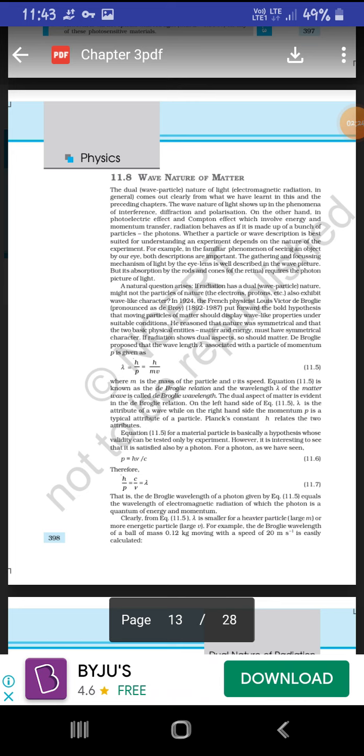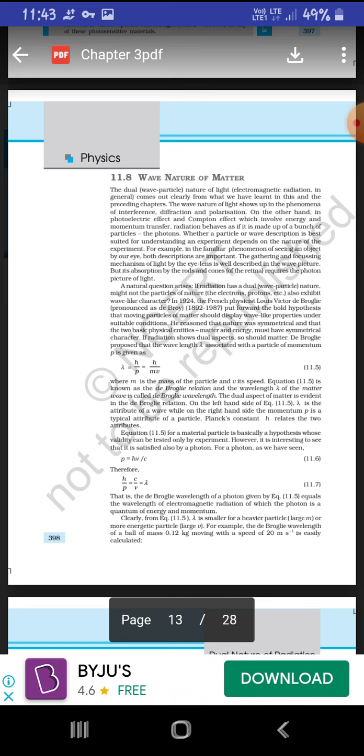The dual nature of light comes out clearly from what we have learnt in the preceding chapters. The wave nature of light shows in such phenomena as interference, diffraction, and polarization. The French physicist Louis Victor de Broglie put forward the bold hypothesis that moving particles of matter should display wave-like properties under suitable conditions.